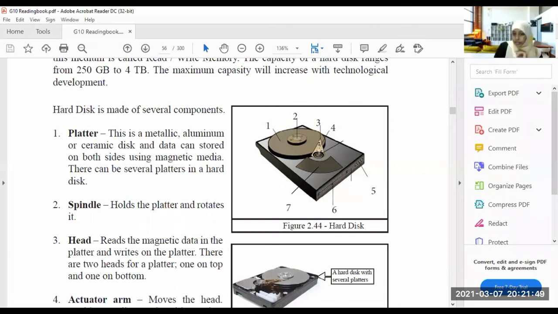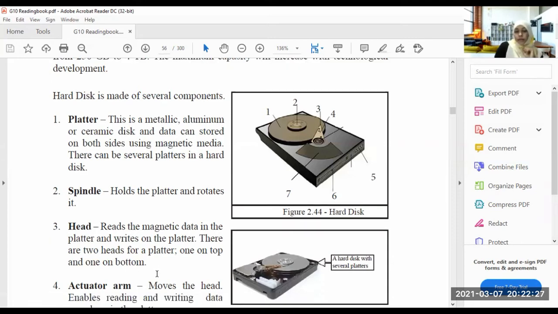And there is a head. The data and information are read from and written to the platter by the head. It reads the magnetic data on the platter and writes on the platter. There are two heads for a platter, one on the top and one on the bottom. You can go to YouTube and browse the technology of the hard disk. You can find it there.